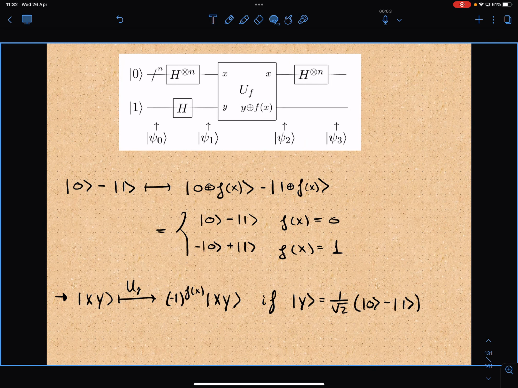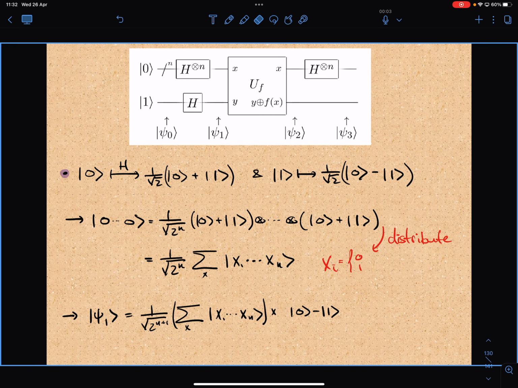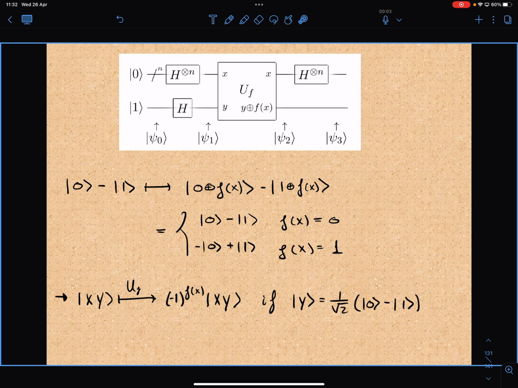So here, the action of U_f, I map x to x. So nothing in the first n qubits is going to change. The only thing that's going to change is in the last qubit. And here, the last qubit is in the state 0 minus 1. And if I apply the operator U_f, then this is going to be my answer.